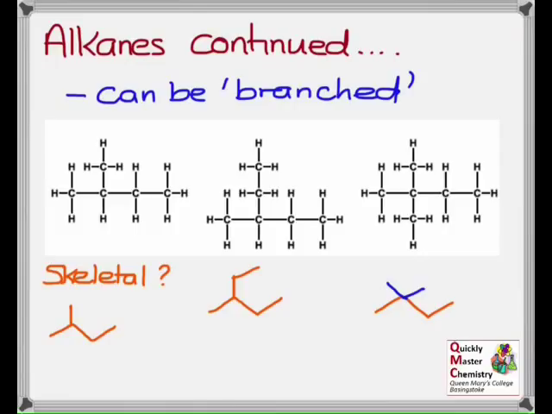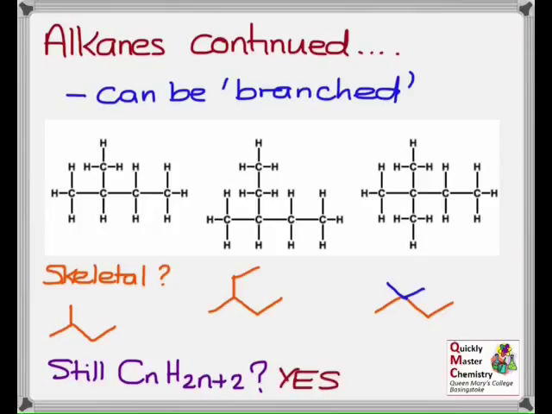Alkanes are supposed to fit the general formula CnH2n+2. So do branched alkanes still fit this? Well, they have to be alkanes, and if you count up in each case, yes, they do.